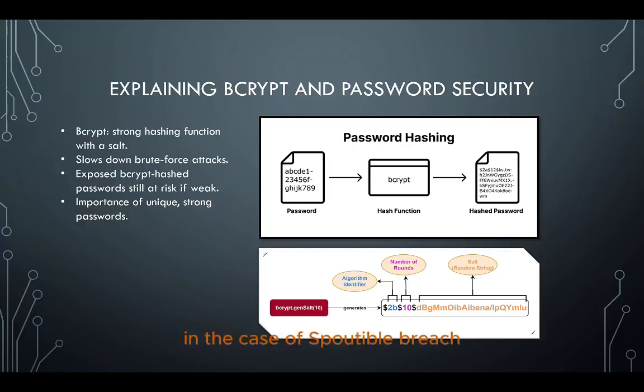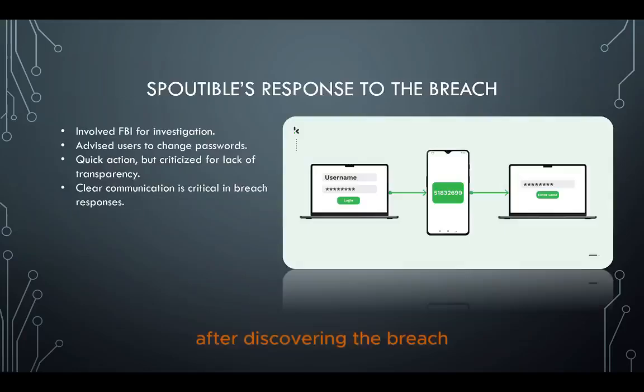In the case of the Spoutible breach, while bcrypt makes it much harder to crack passwords, attackers could still attempt to brute force the hashes, especially if some users had weak passwords. This is why password reuse across multiple platforms is a dangerous practice and why platforms need to enforce strong password policies. After discovering the breach, Spoutible took immediate action by informing users of the incident. They collaborated with the FBI and advised users to change their passwords as a precaution.